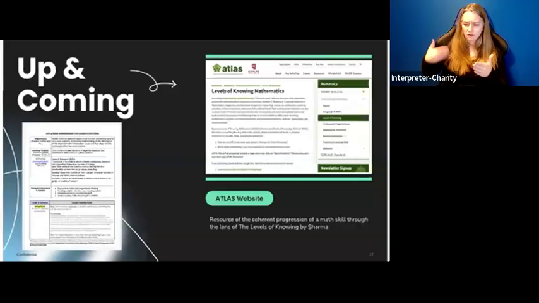And us as teachers are going to be able to identify where our students are at and maybe what we need to build back up if they are missing that, or where we need to push them forward in this progression. Questions on this? Understanding Sharma's levels through a math skill or a math standard.